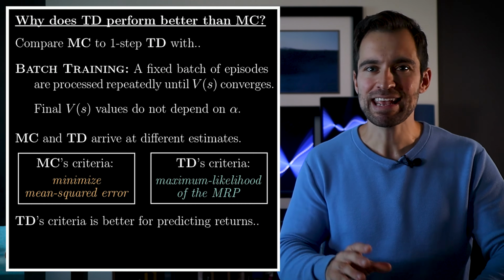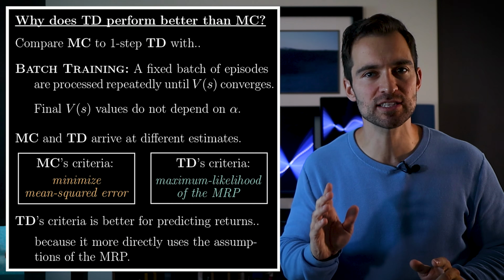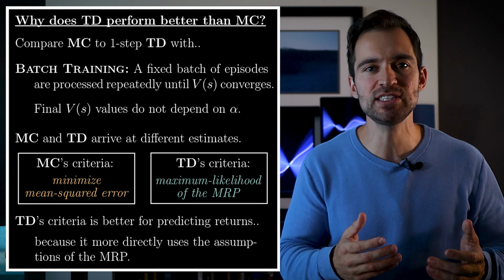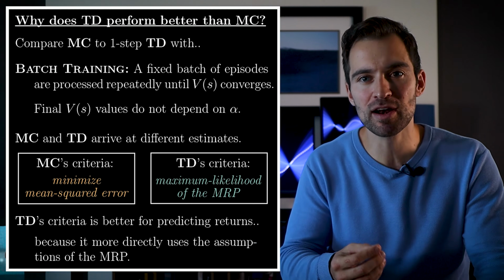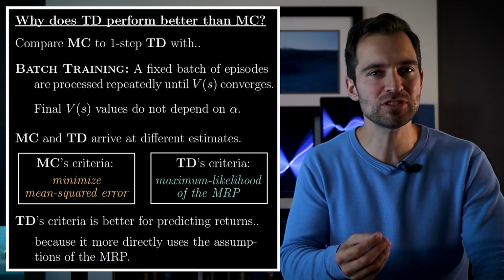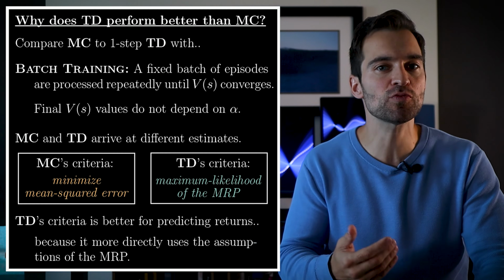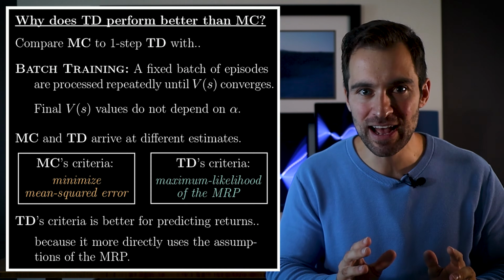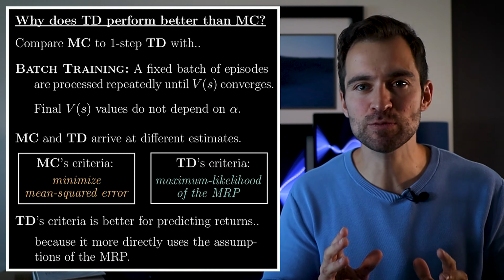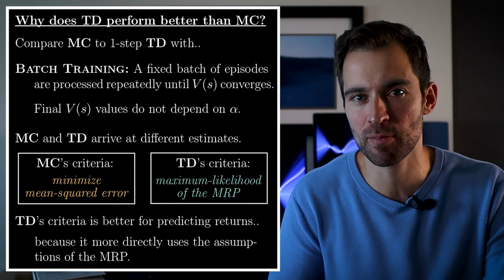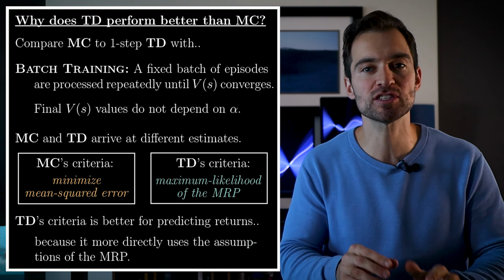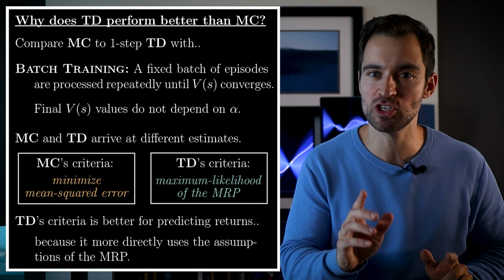My impression is, it's because TD more directly uses the assumptions of the MRP. When we use TD, it's as though we are directly modeling the data generating process. MC, on the other hand, is just an averaging of the returns from each state, which doesn't reference the MRP. And that, in fact, has its advantages. MC is more robust to violations of the Markov property, but that robustness comes at the cost of doing less well when those assumptions do in fact hold.